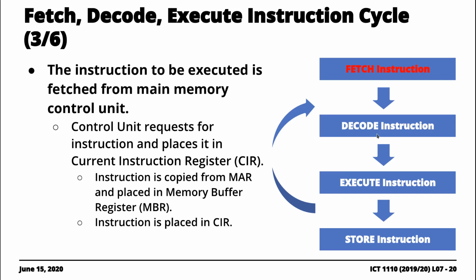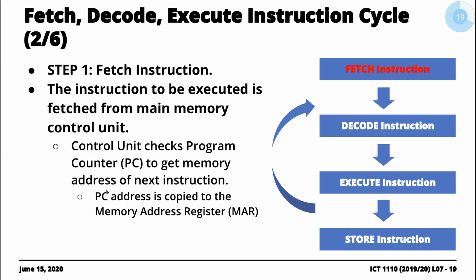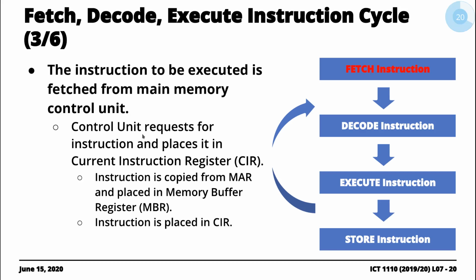So once the address that was in the program counter is copied to the MAR, the memory address register, the instruction can then be fetched from main memory, right? And so what the control unit will do is, once the instruction is fetched from main memory, it will place it into another special purpose register referred to as the current instruction register, CIR, right?